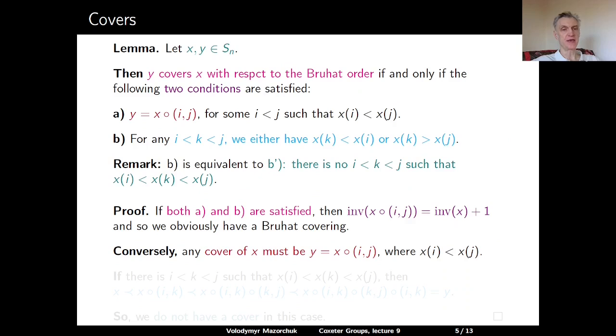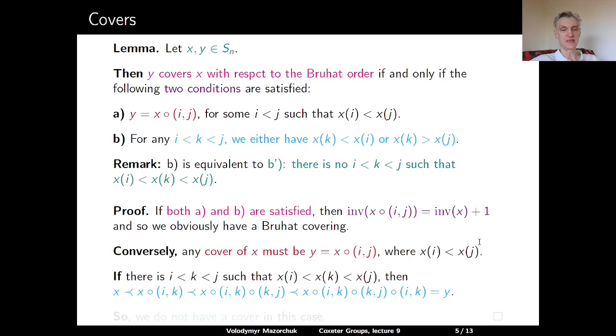Conversely, any cover of x must be of the form x after some transposition (i, j), where x(i) is smaller than x(j). This comes directly from the definition of the Bruhat order. It's a transitive closure of the arrow relation, so any cover should be of the form x arrow y. And we know that the description of arrow is exactly in these terms.